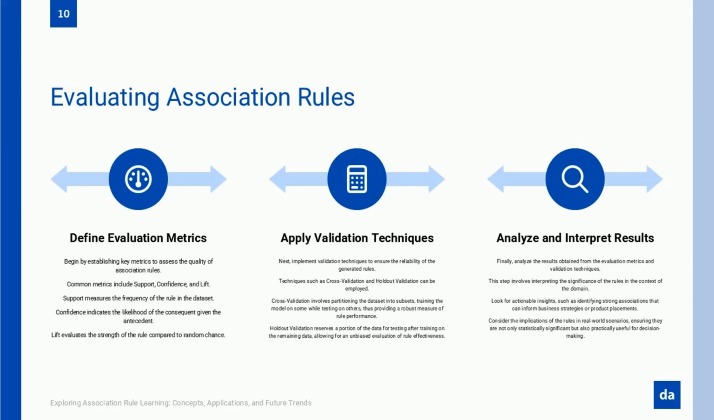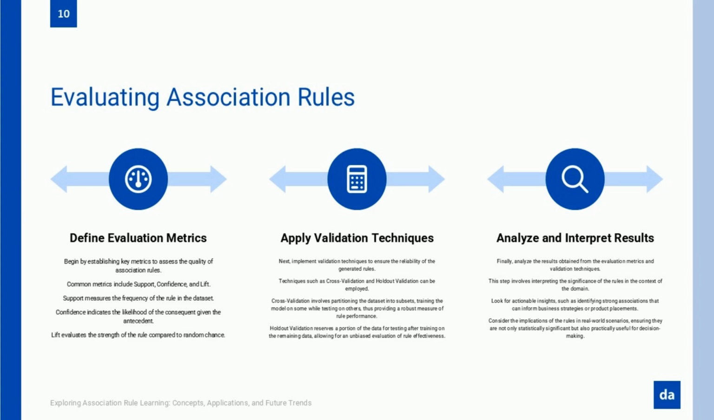Now, let's bring in some science. Once you've got your metrics, you need to test them out in the real world. This is where validation techniques come in. Cross-validation is like testing a car on different terrains before you decide to buy it. You take your data, divide it into subsets, and make sure your rules hold up across the board.